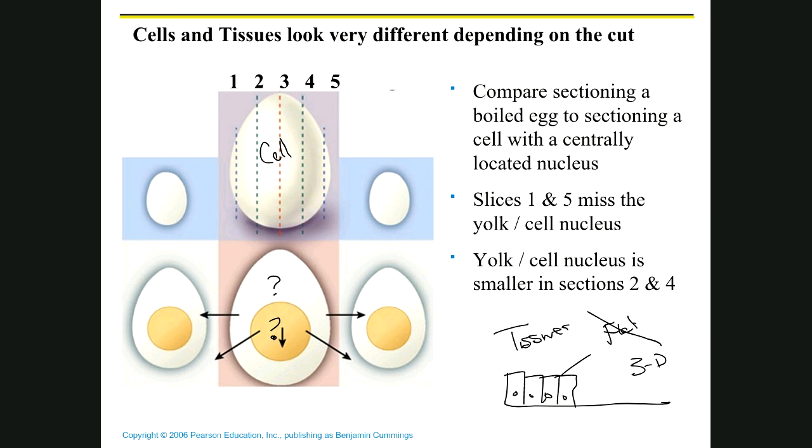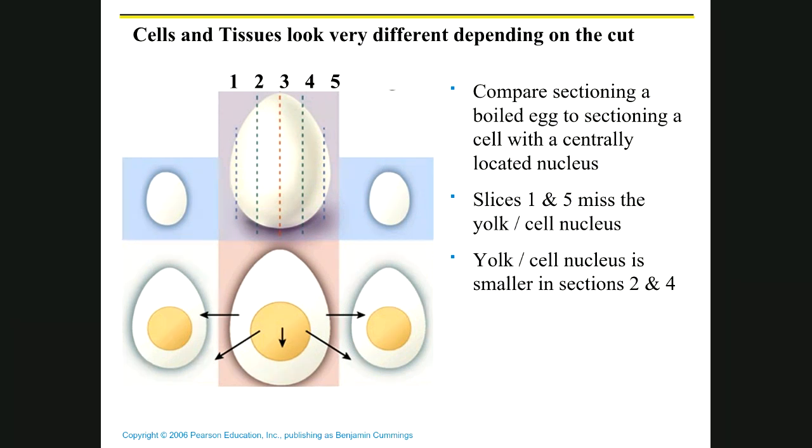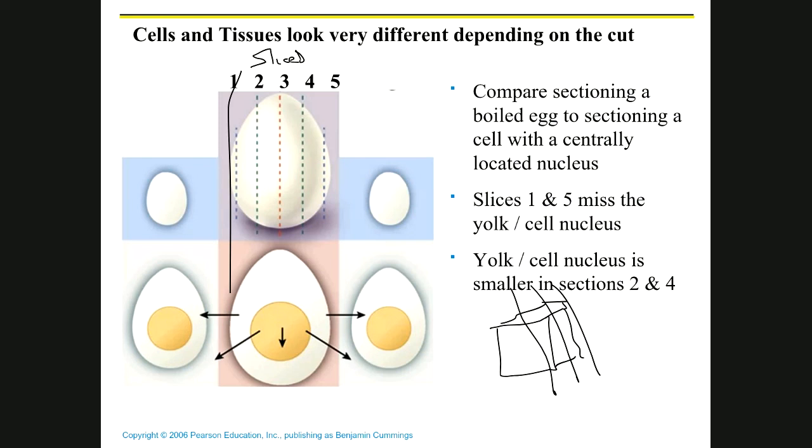That would be the cytoplasm. And what would this little bitty line right here be? That would be the membrane. But look, if I look at this boiled egg, it's been sliced along three or five different planes. So I can do the same thing with a cell. You may not think of a cell as being three-dimensional, but they are. And so when I slice a cell, it's the same as slicing this egg.